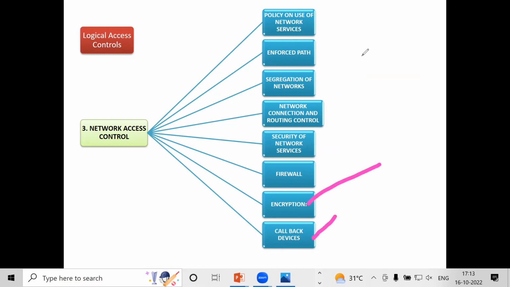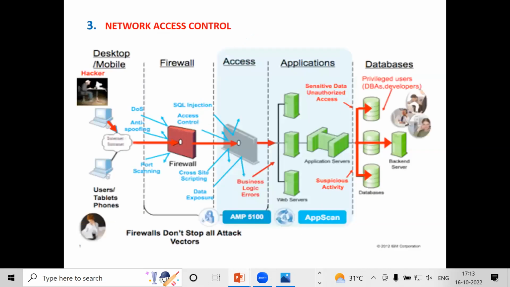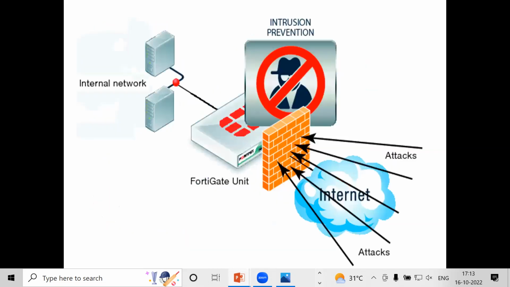Callback device. The best simple example is your missed call. You give a missed call, and the other person will call you back if you are a believable person. Similarly, in computers also it happens. Only when it is coming from renowned, genuine sources, it will be permitted. Otherwise, it will be dialing back.